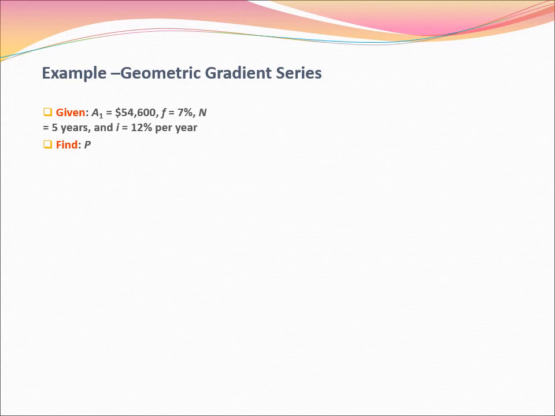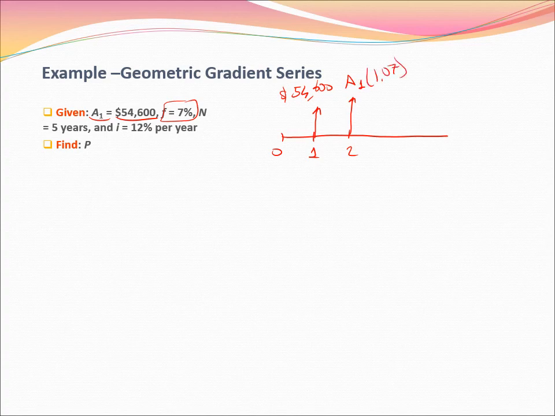So let's consider another example. It's said that the first payment is this much in a cash flow. Okay, so as we said, unless it is not mentioned, all the payments should start at the end of the first period. And it means that this A1 appears at $54,600. And then it increases at a rate of 7%, which means that for the second one, I will multiply this A1 value with 1.07 to the power 1.